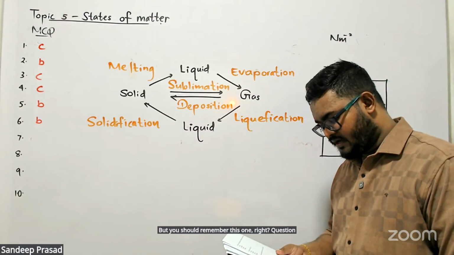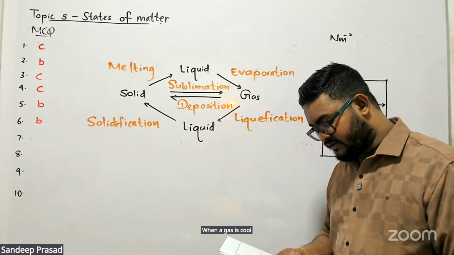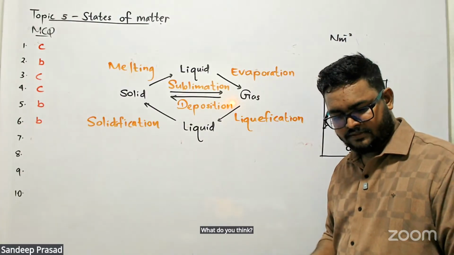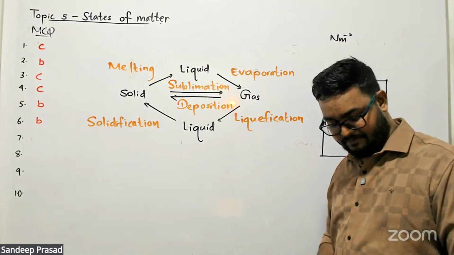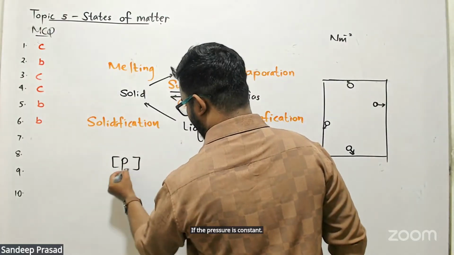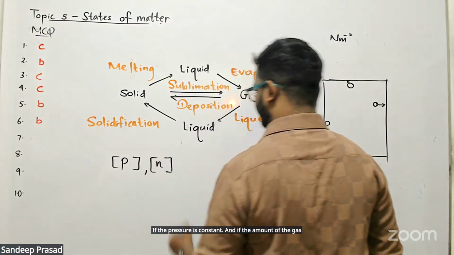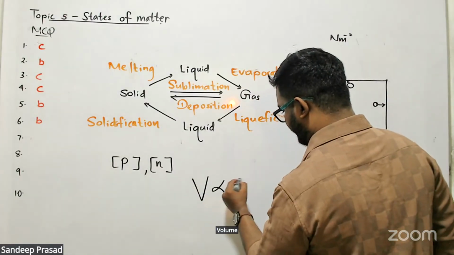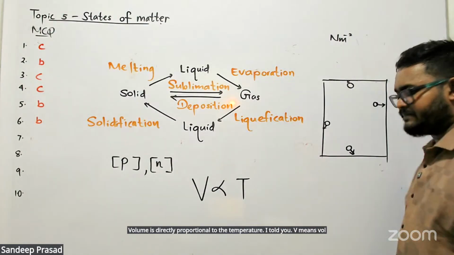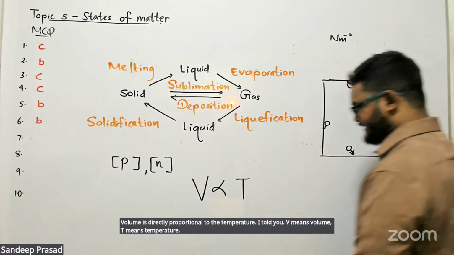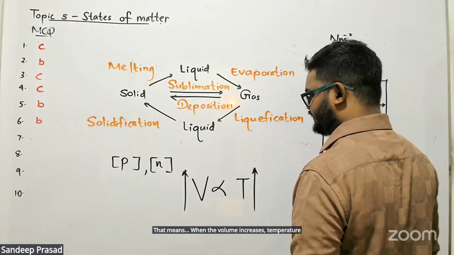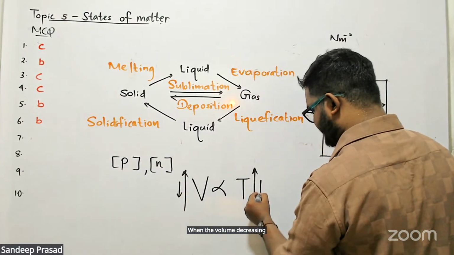Question number 7. When a gas is cooled at constant pressure, its volume. What do you think? Yeah, can you remember that connection I told you? If the pressure is constant and if the amount of the gas is also constant, volume is directly proportional to the temperature. V means volume, T means temperature. That means when the volume increases, temperature is increasing. When the volume is decreasing, temperature is also decreasing.